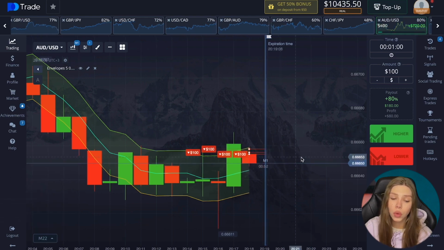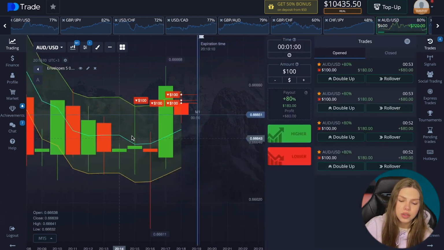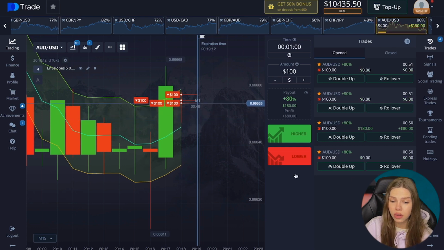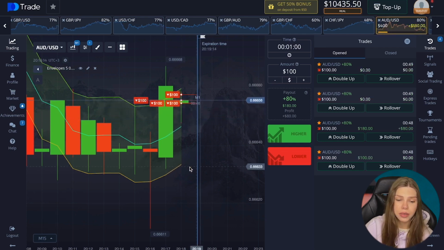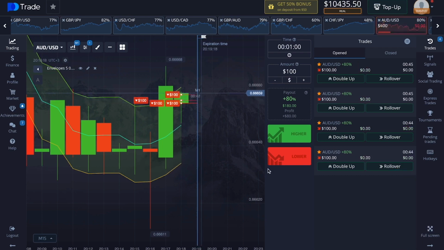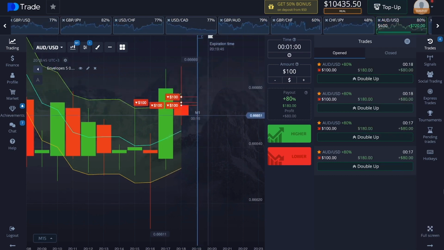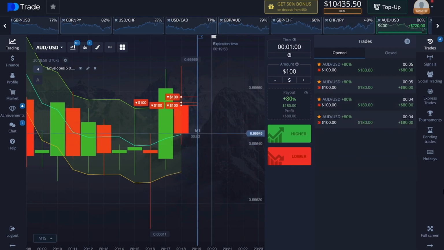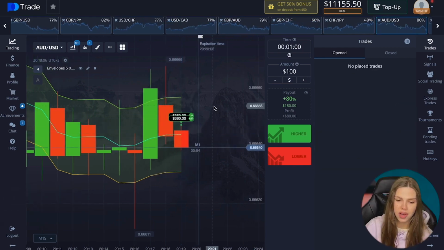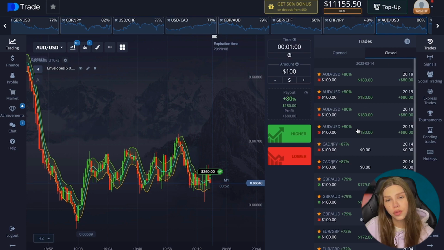I hope it won't be unprofitable. Okay, 4 deals for $100. The volatility of the chart is just crazy. But okay, let's watch. Look, all the transactions closed profitably.